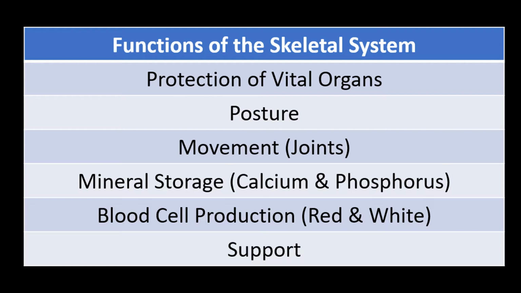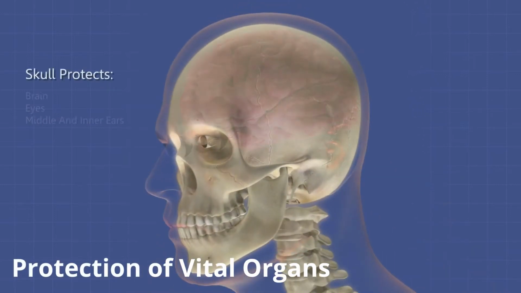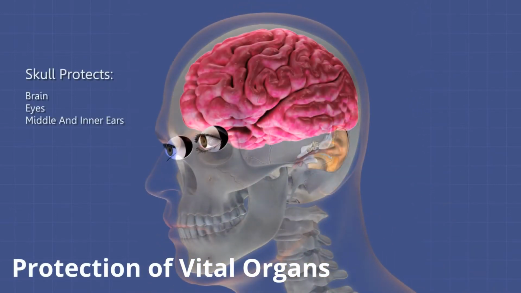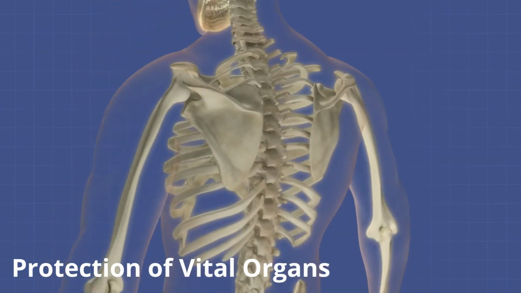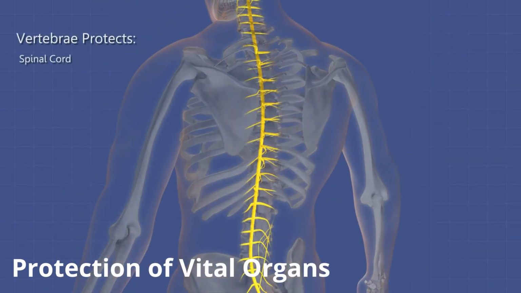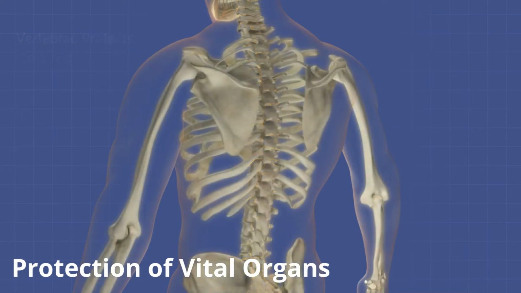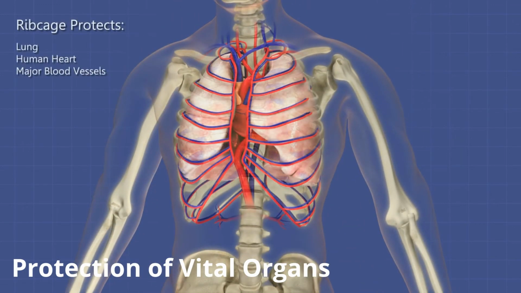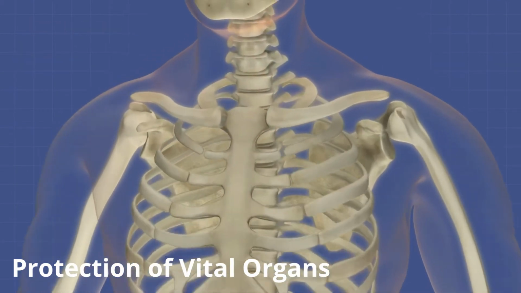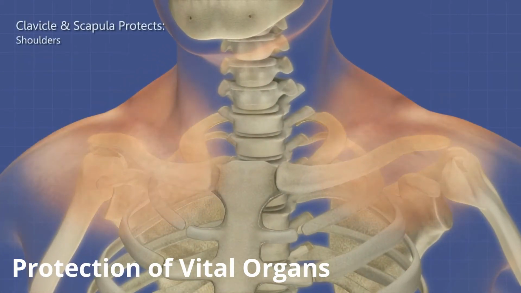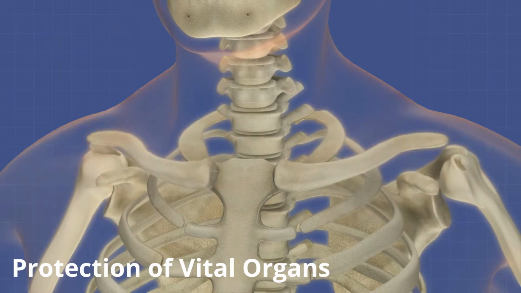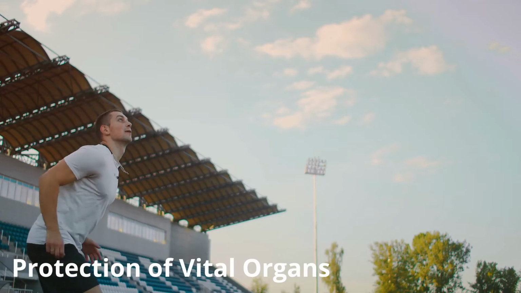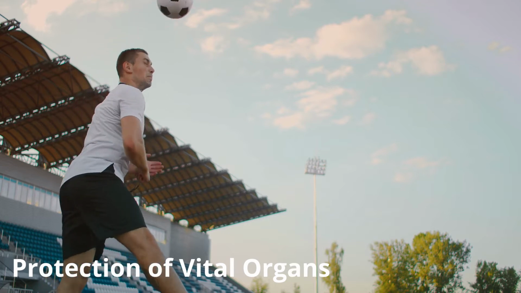So the first function is the protection of vital organs. So the skeletal system helps to protect vital organs. So if we think about certain bones of the body, and in particular flat bones, which we're going to learn about later, the cranium, for example, is a flat bone in the body that protects your brain. So if you were to go into a tackle in rugby, or if you were to head the ball in football, the cranium helps to protect your brain from becoming injured.